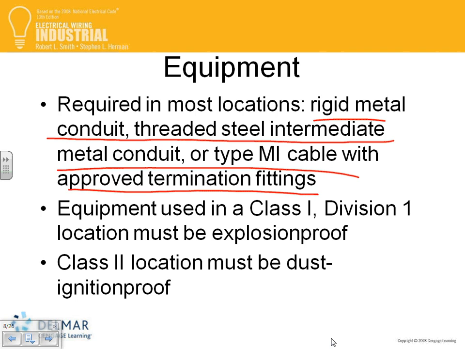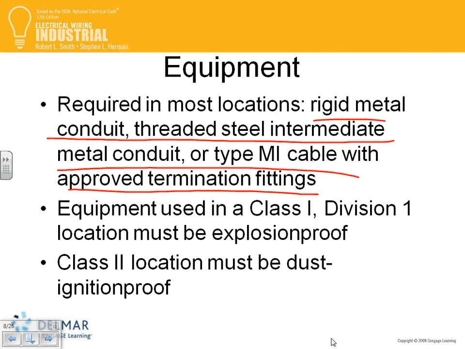In a Class 1, Div 1 location and a Class 2 location, you're going to be using rigid, and that's why people don't like it, because now all my EMT and MC cable are out the window. You're going to be using rigid and intermediate or MI cable. There is an MC cable listed for hazardous locations, but you can't use it for a wiring system, just for flexibility.